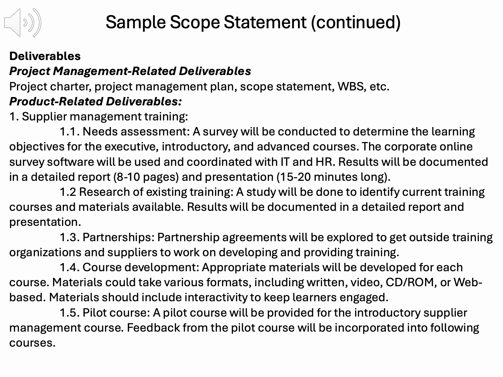Project management deliverables include the project charter, project management plan, scope statement, and work breakdown structure, WBS. These documents guide planning and control, ensuring the training project stays on track. For example, the WBS breaks down course development into manageable tasks. Product-related deliverables focus on supplier management training.